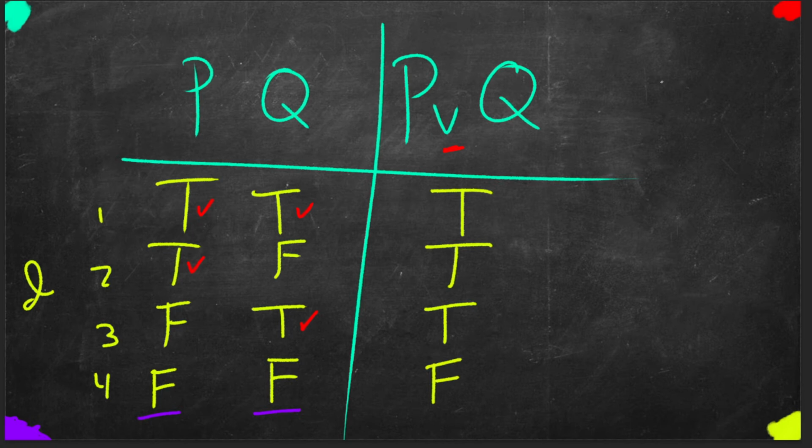So what the sign or valuation function for V, or disjunction, states is that provided one of the truth values of P or Q is true, then the entire formula P or Q is true.